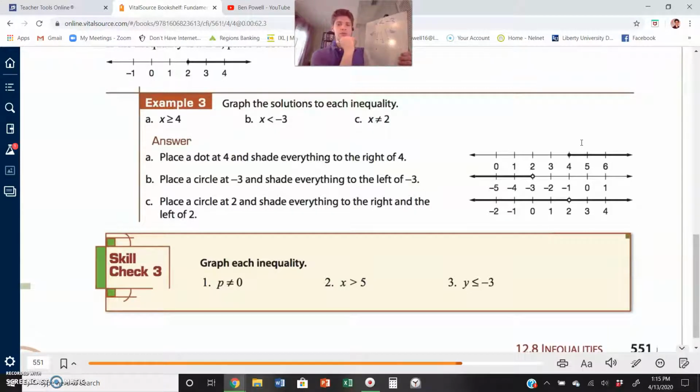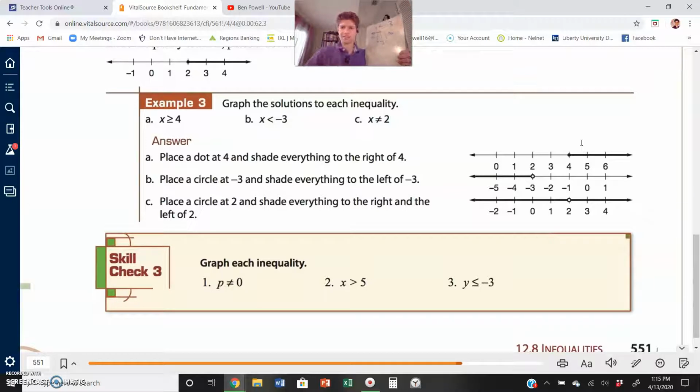Is it going to be open or closed? It's going to be open because there's no line underneath. It's going to be an open dot. Now which way does the arrow go? Well, the arrowhead's pointing that way, so it's going to go down because we want all the numbers that are less than -3, which is this way. And that's all you have to do.